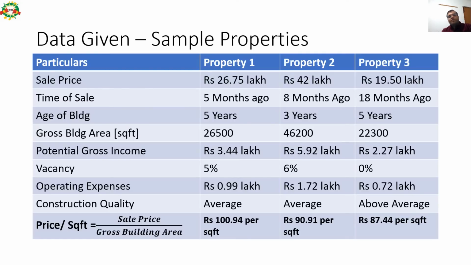This data is given for the sample properties, which we have already discussed: sale price, time of sale, age of the building, gross building area, potential gross income, vacancy, and operating expenses. All of this has been given in the table, but the construction quality data was not given in the table; however, it was given in the statement. So we have to put this data into statement form, and then calculate price per square feet equal to sale price divided by gross building area for each sample property. The sale price is 26.75, and the gross building area given in the question is 26,500.